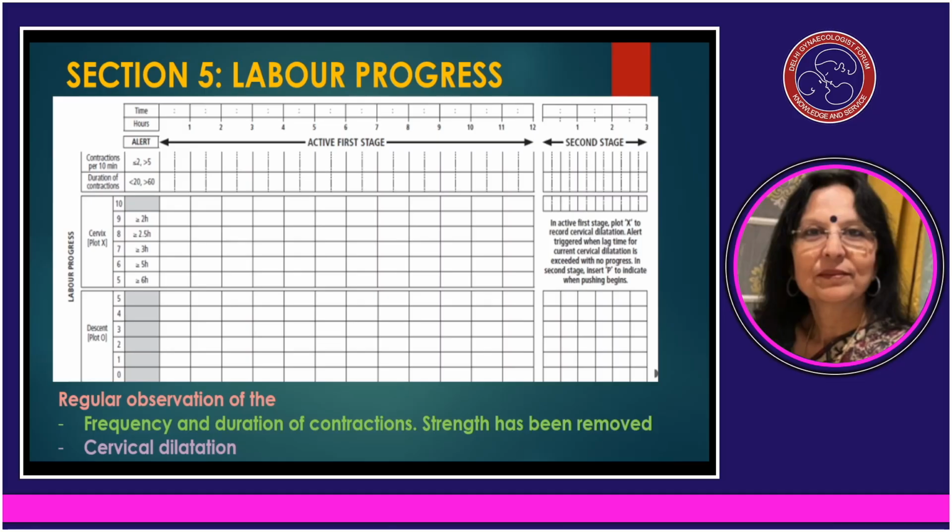Because the full dilatation gets completed in the active first stage, there is nothing to plot in the second stage. The second stage does not have any area of plotting the dilatation. But there's a small column which has been given for writing P when the patient starts pushing. I will explain this further on. Then the descent of the head will also be written on this particular part. This can continue in the second stage of labor because complete descent may or may not occur in the first stage. So the plotting area has been given even in the second stage of labor.